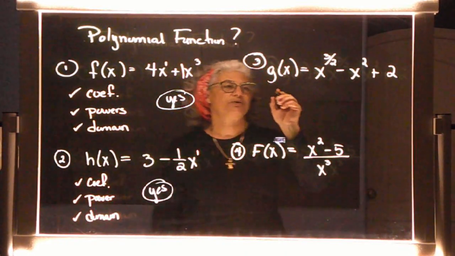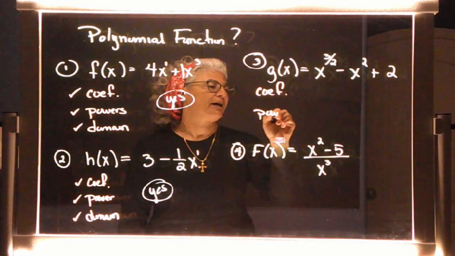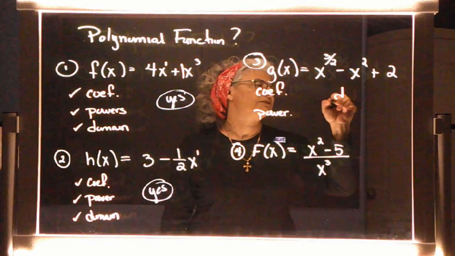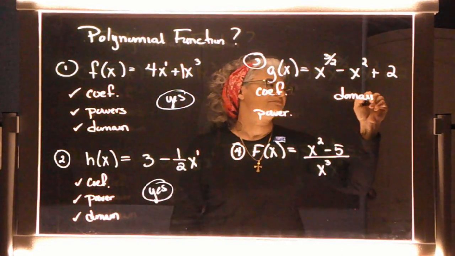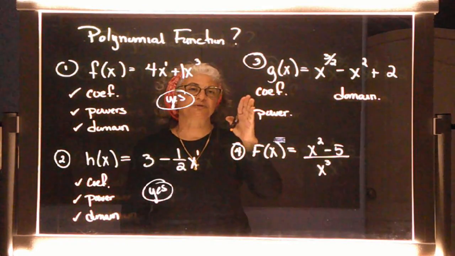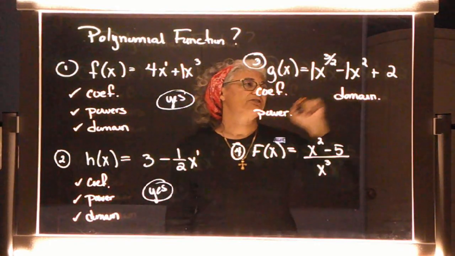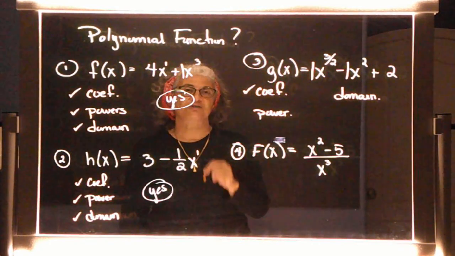Okay, let's look at number 3. Same thing, we have to check the coefficients, we have to check the power, and we have to check the domain. So, are the coefficients good? Are the coefficients real numbers? Well, that's a 1, that's a negative 1, it's still real, and a 2. So yes, check, that's good.